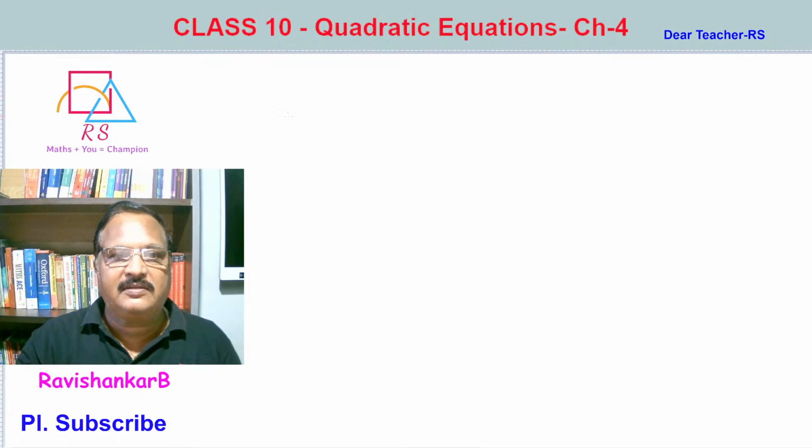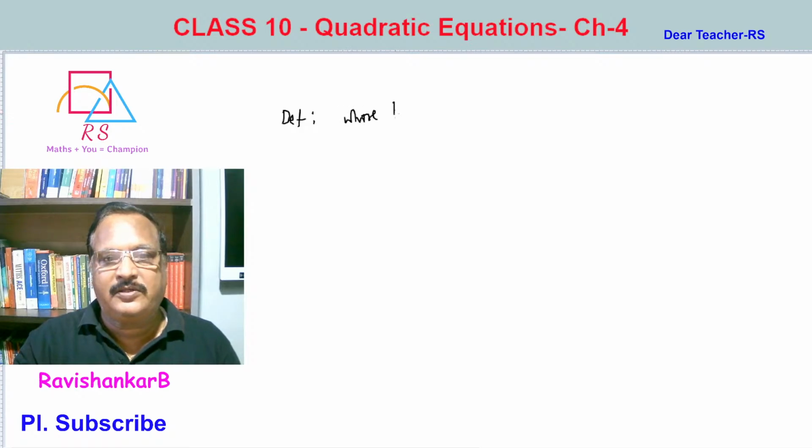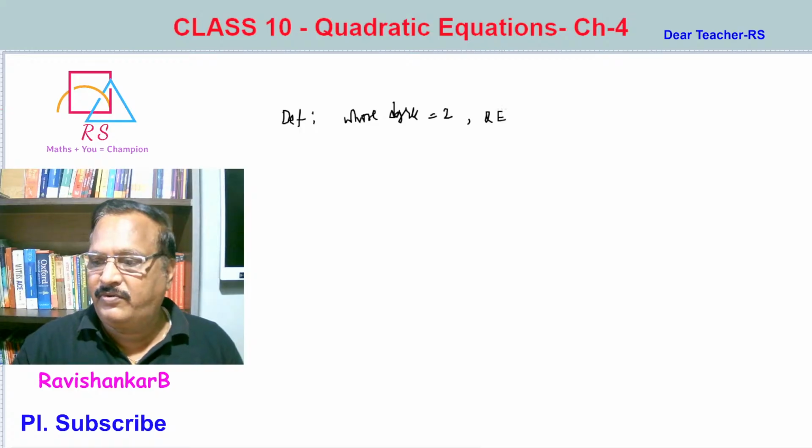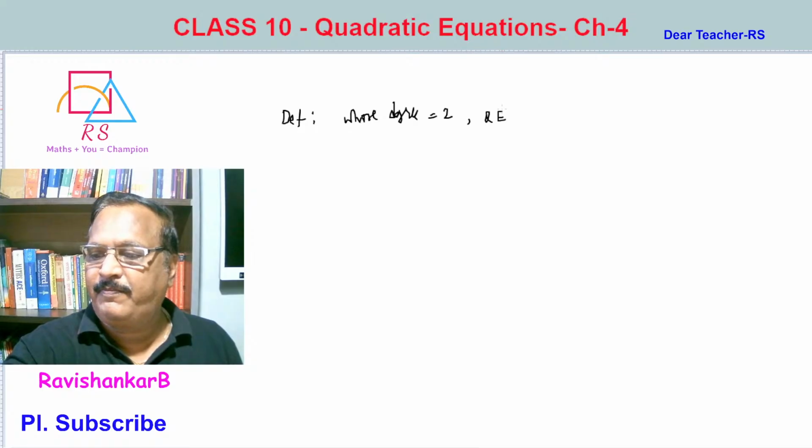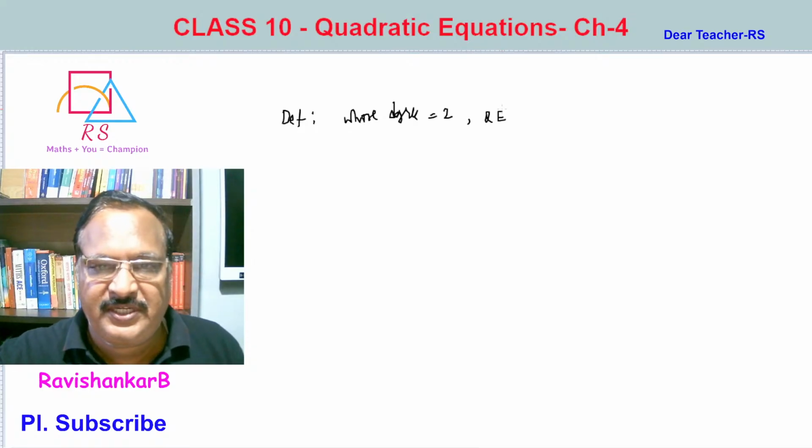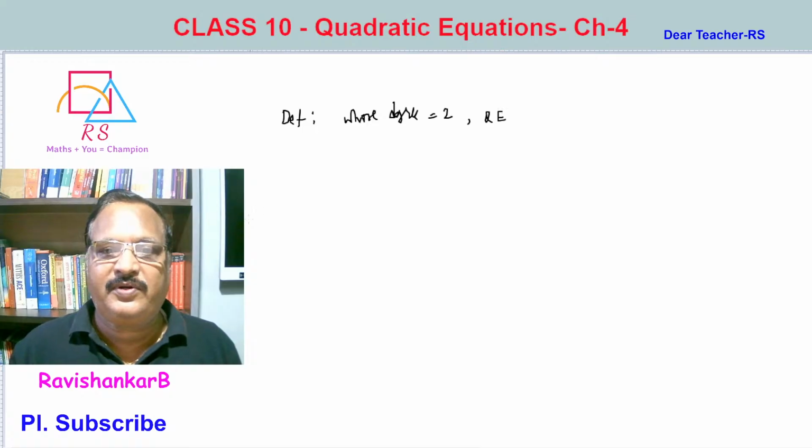Quadratic equation. Let us understand first the definition. Any equation whose degree is 2, we call it as a quadratic equation. I will write in short QE, quadratic equation. Any equation, okay. So any equation whose degree is 2, we call it as a quadratic equation. So quadratic equation in one variable.